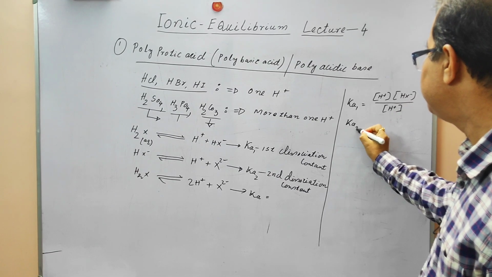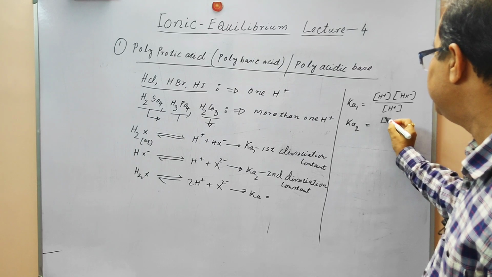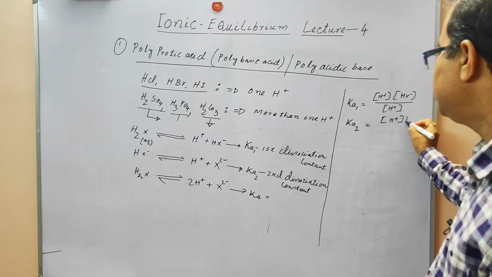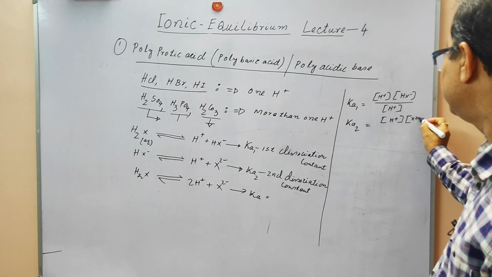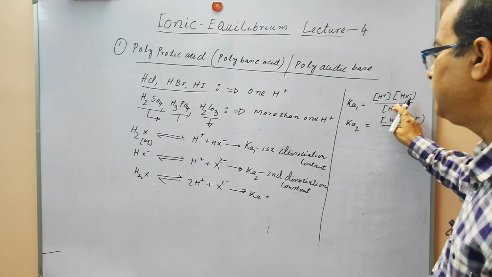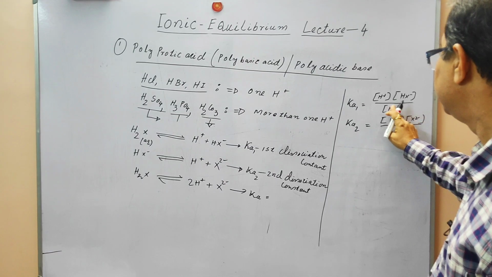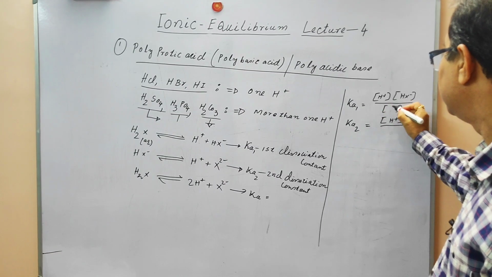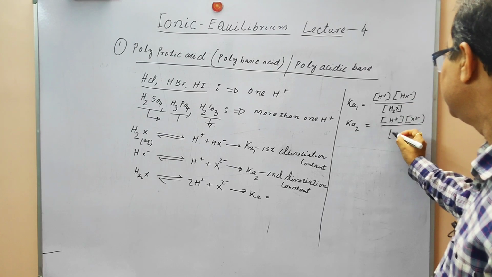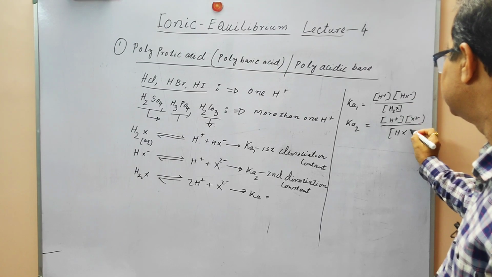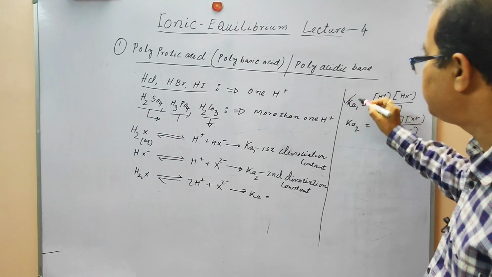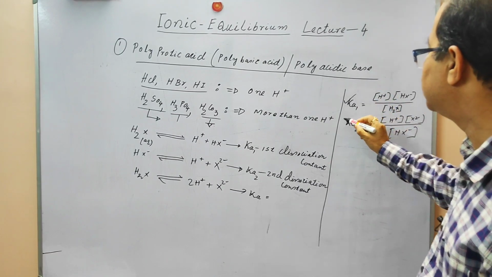Ka2, you will find, is again where one hydrogen ion has been produced: concentration of H plus into concentration of X2 minus, divided by concentration of HX minus. So these are the successive dissociation constants of this acid.